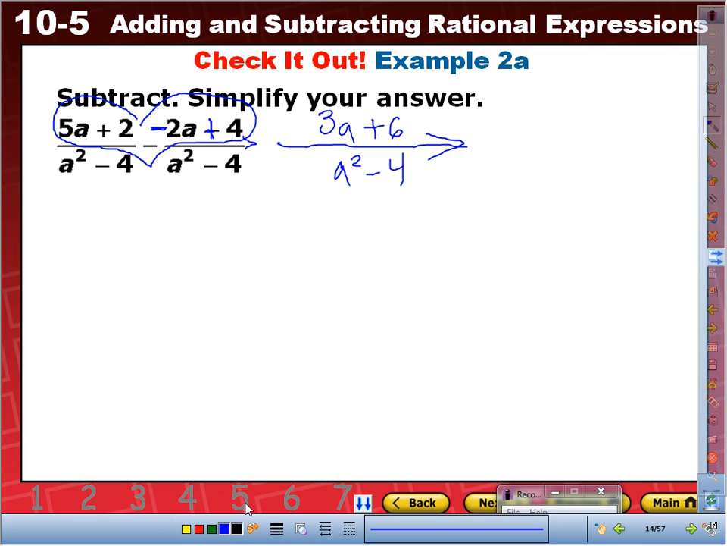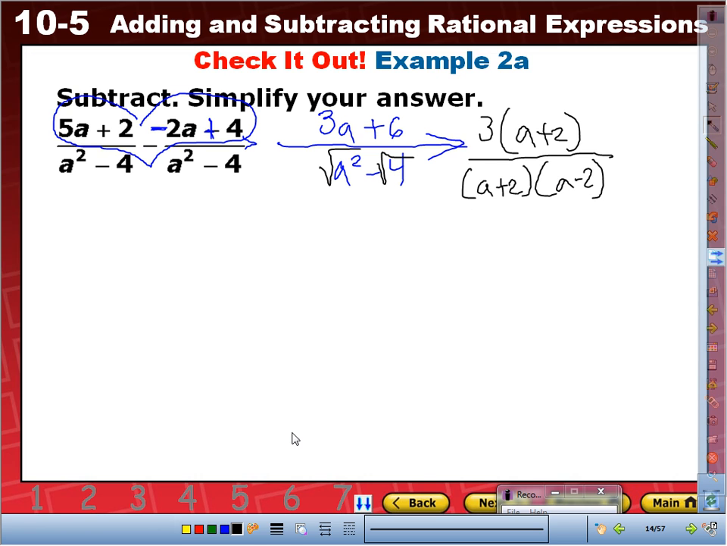Okay. Next, GCF here. 3, and we're left with a plus 2. What did we say this was? Difference of squares. Square root of the first, square root of the last. So this is a plus 2, a minus 2. Do you guys see the giant 1? Yeah, right here. So we're left with 3 over a minus 2. That's the answer. That's the sum of those two fractions.